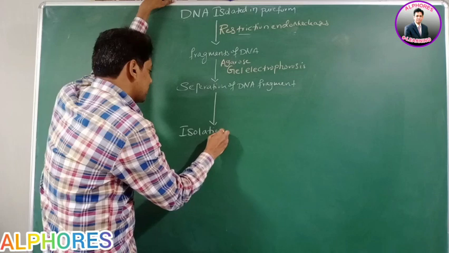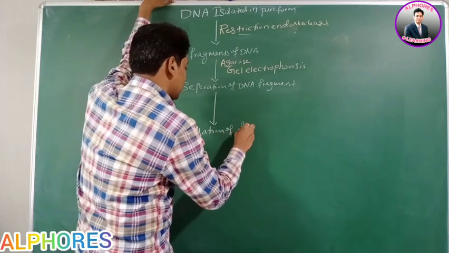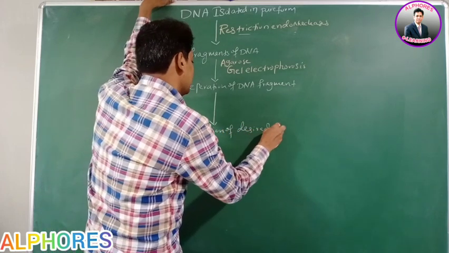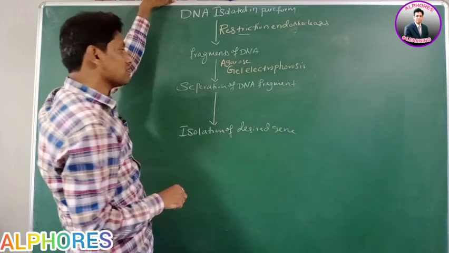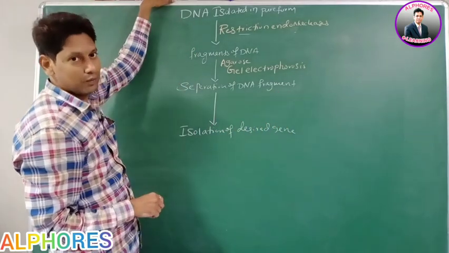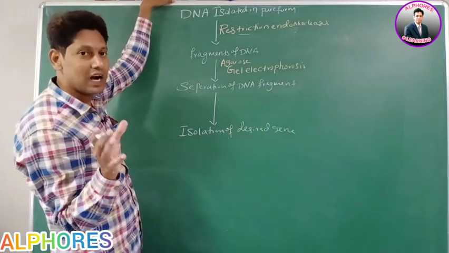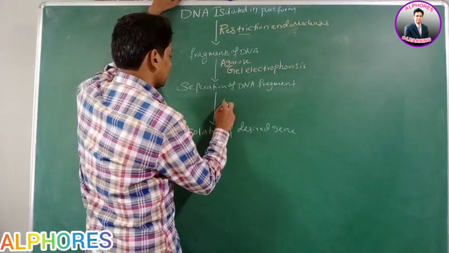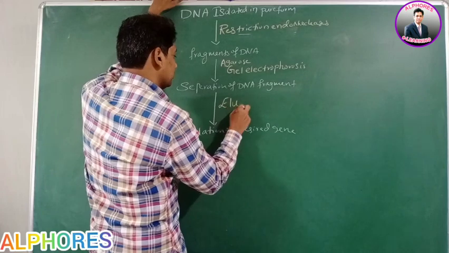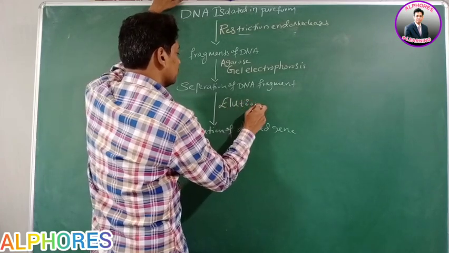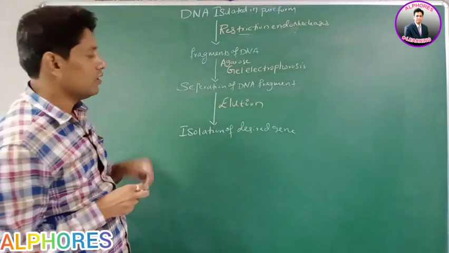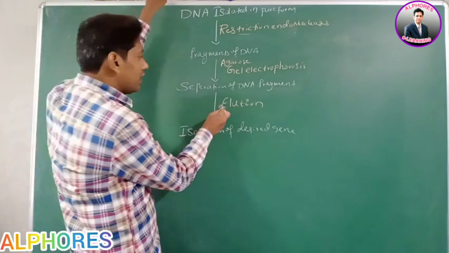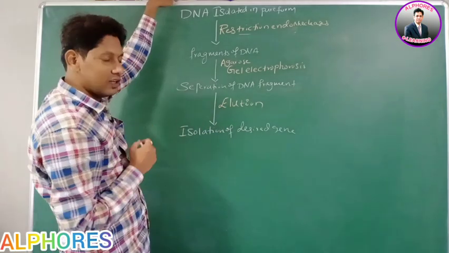What is isolated? The desired gene is isolated from separated DNA fragments present in agarose gel by a process called elution. Therefore, what is the process name? Elution. What is the meaning of elution?